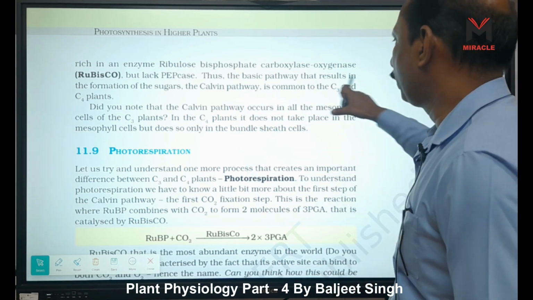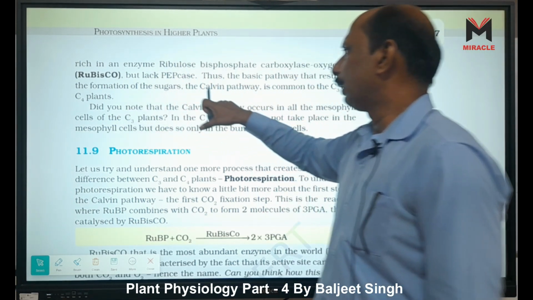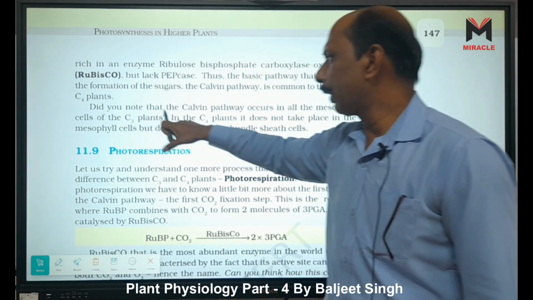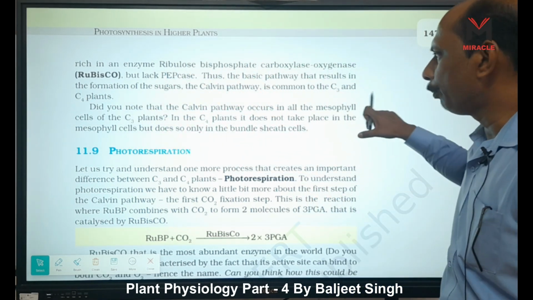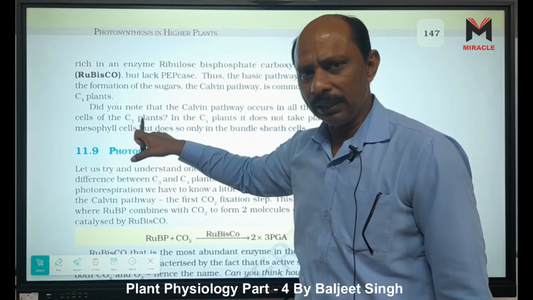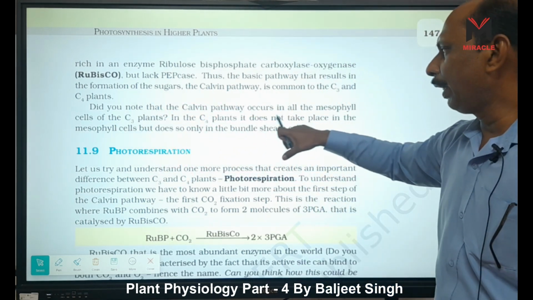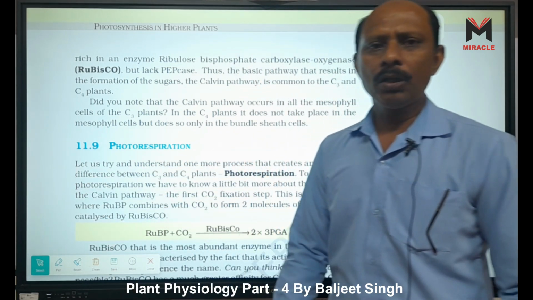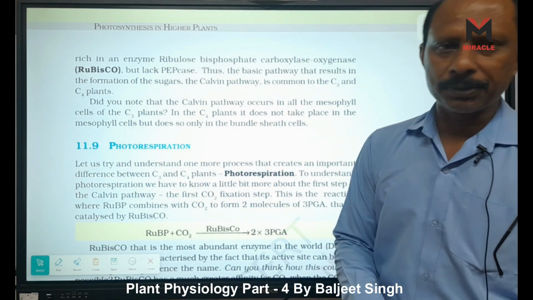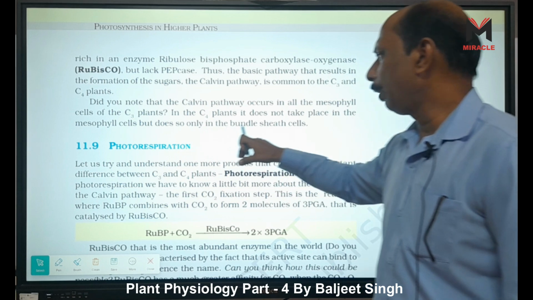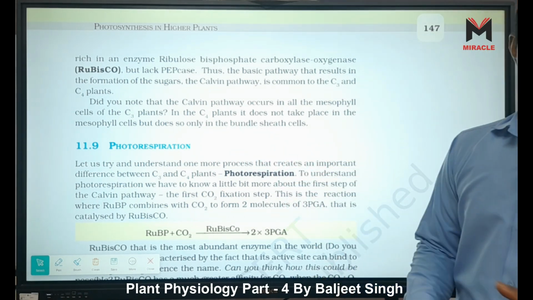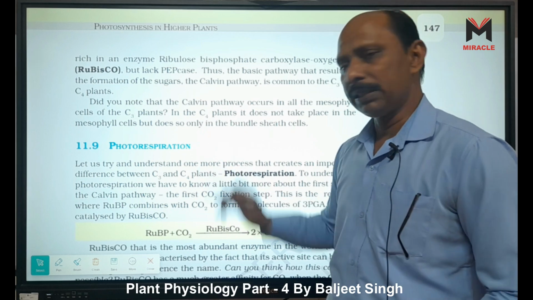Thus, the basic pathway that results in the formation of sugar, the Calvin pathway, is common to C3 and C4 plants. Did you note that the Calvin pathway occurs in all the mesophyll cells of the C3 plant? In the C4 plant, it does not take place in the mesophyll cell, because in the mesophyll cell rubisco is absent. But it does take place in the bundle sheath cell, because rubisco is present there, right?